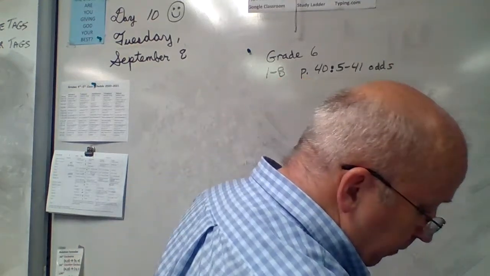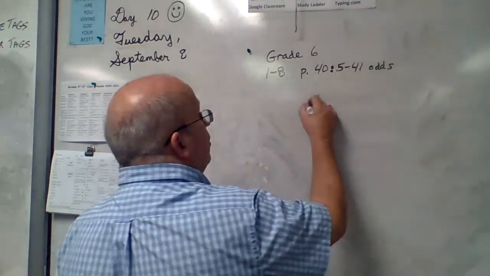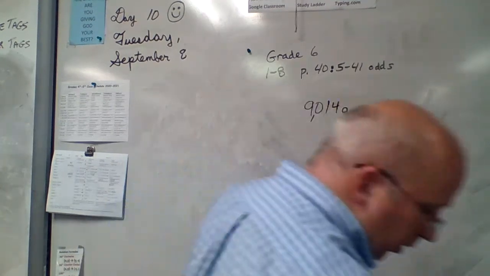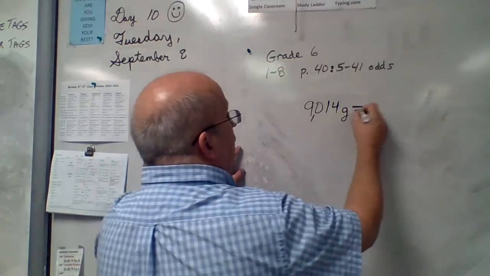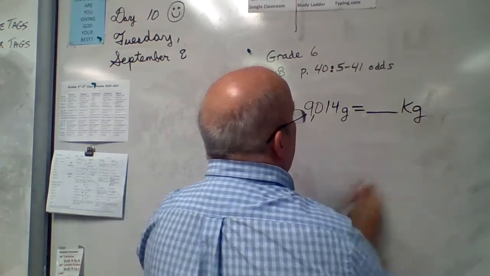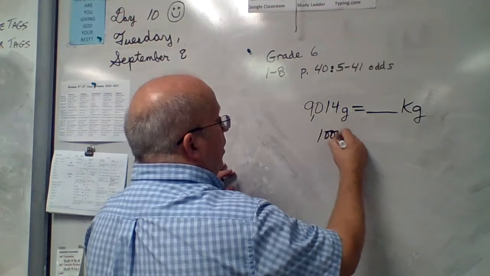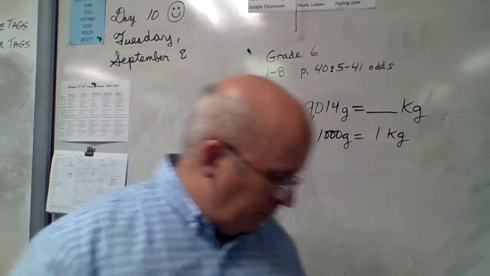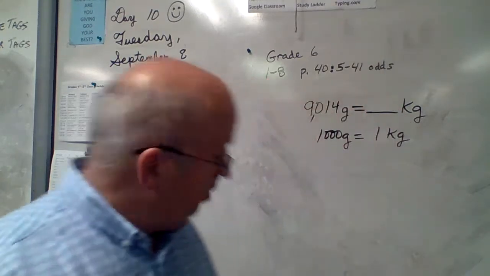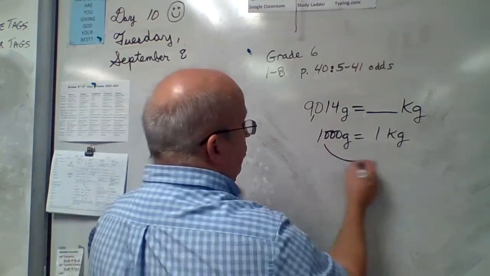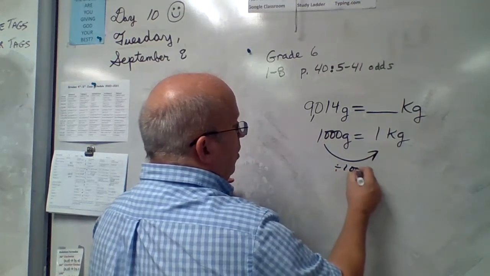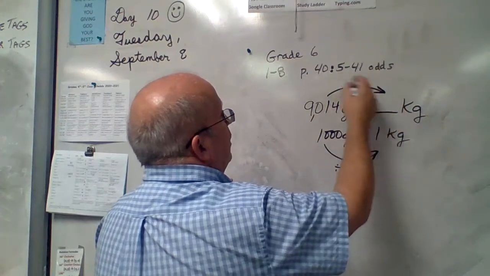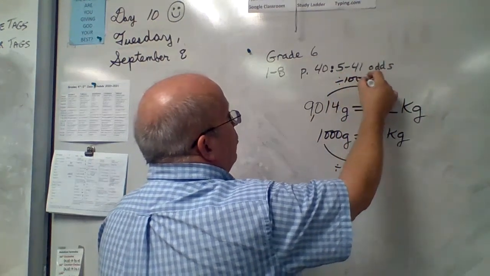How about this one? 9,014 grams, and we want to change that into an amount of kilograms. The book says that 1,000 grams equals 1 kilogram. It says so on the bottom of 39 on the left-hand side of that chart. This is a situation where we're dividing by 1,000 to work our way over from grams to kilograms. So we're going to do the same thing. We're going to divide by 1,000.